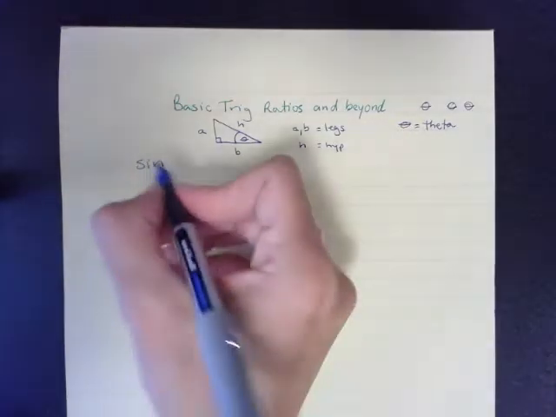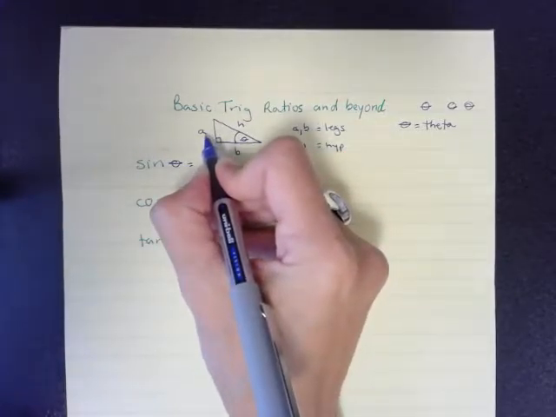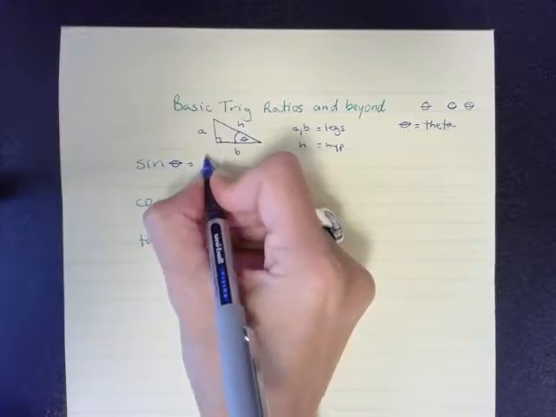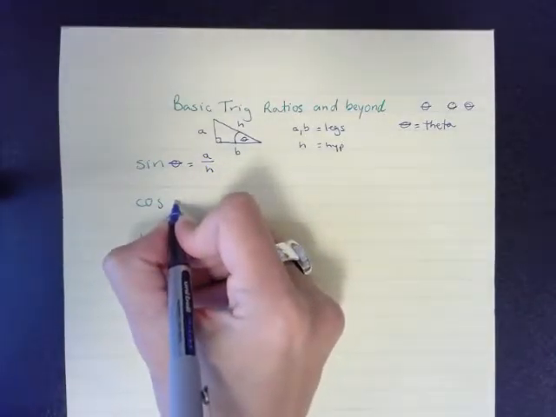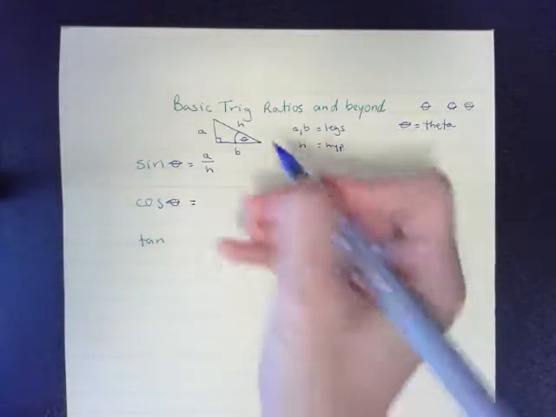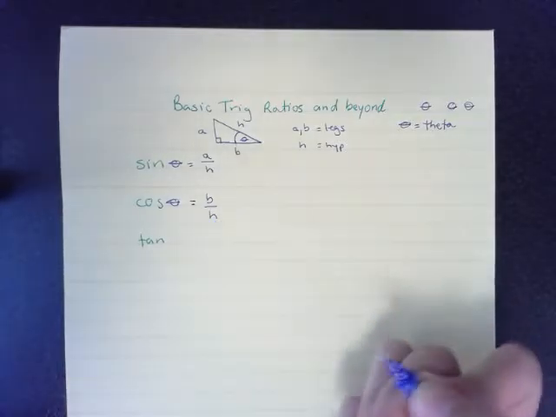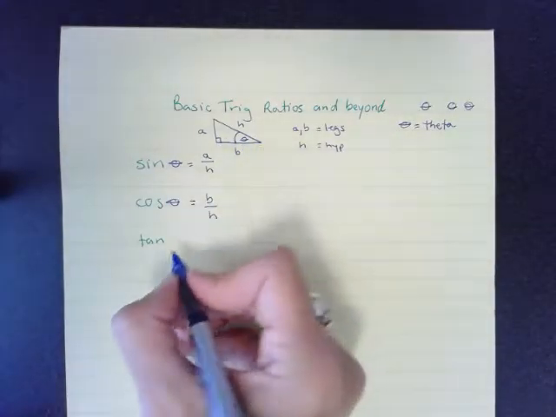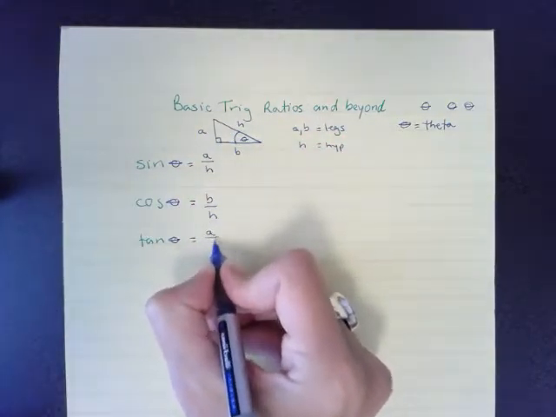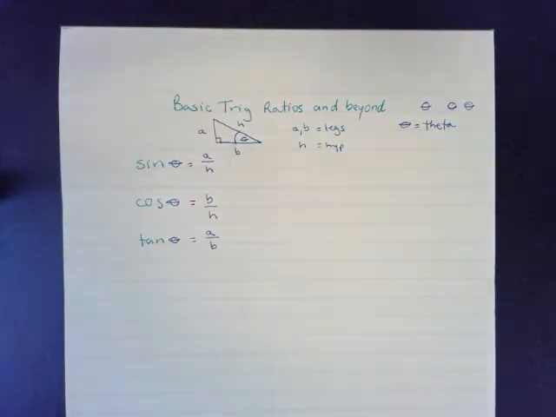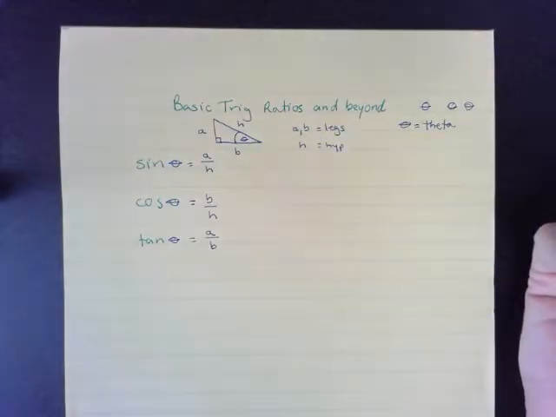The sine of theta in this triangle is going to be opposite over hypotenuse. So we're going to write it as A over H. The cosine of theta is going to be the adjacent over the hypotenuse. So we're going to write it as B over H. And the tangent of theta is opposite over adjacent, so we're going to write it as A over B. So these are your basic trig ratios. The only kind of new thing on here is that symbol called theta.